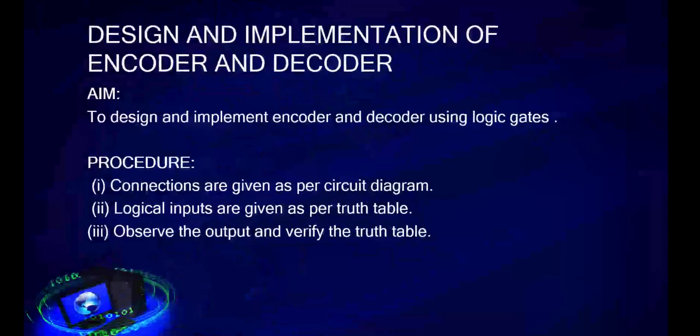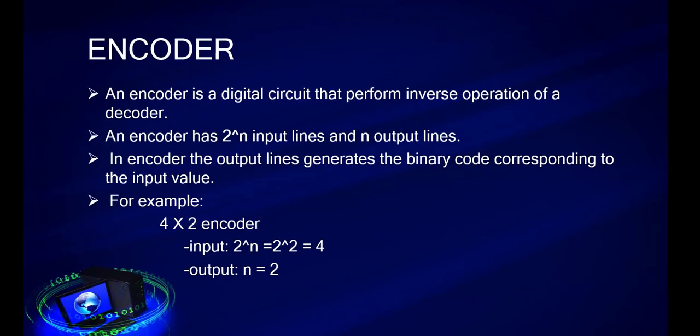In this video, we'll be talking about encoders and decoders. The aim is to design and implement encoder and decoder using logic gates. The procedure is given below. We have to give connections with the help of the circuit diagram. Logical inputs are given as per the truth table. Then we have to observe the output and verify the truth table. Let's move on to encoder.